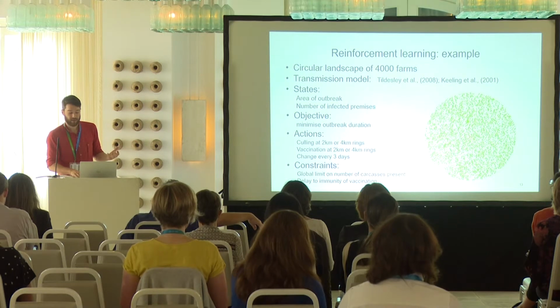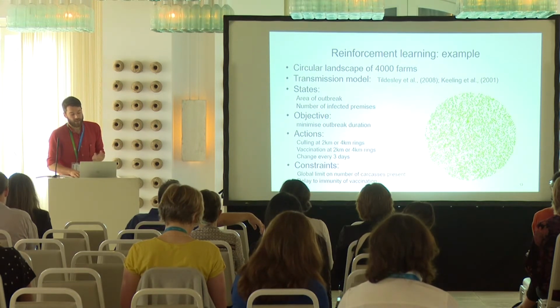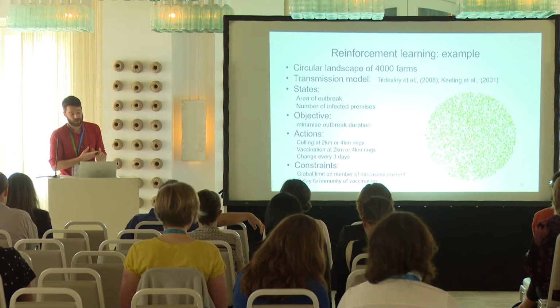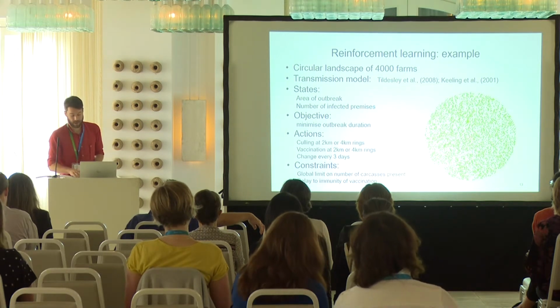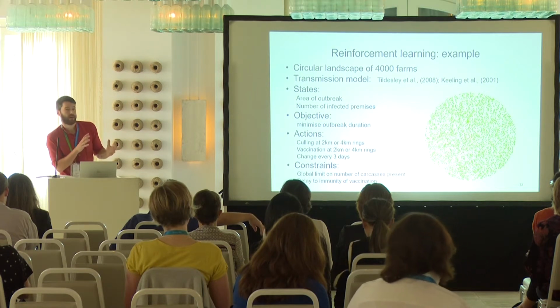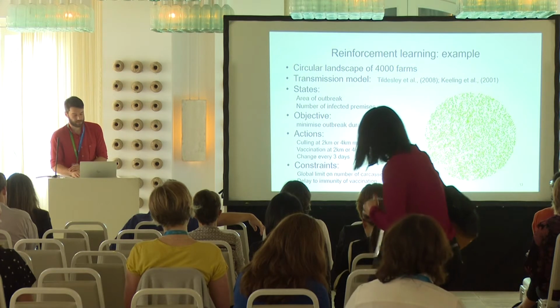The objective that we gave to the reinforcement learning algorithm was to minimize the outbreak duration, and we gave it 4 different actions that it could implement. It could implement suppressive culling at 2 kilometre or 4 kilometre radius and vaccination at 2 kilometre or 4 kilometre radius. And it could change that action every 3 days. I should note that with these algorithms, you could penalise them if you didn't want them to change very frequently.